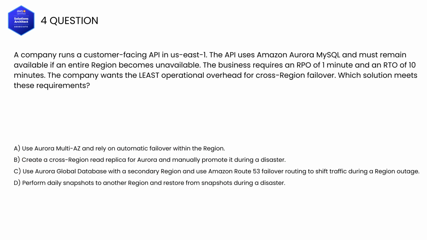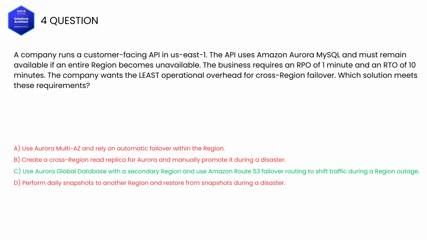The next one: a company runs a customer-facing API in US East 1. The API uses Amazon Aurora MySQL and must remain available if an entire region becomes unavailable. The business requires an RPO of 1 minute and an RTO of 10 minutes. The company wants to limit operational overhead for cross-region failover. Which solution meets these requirements?